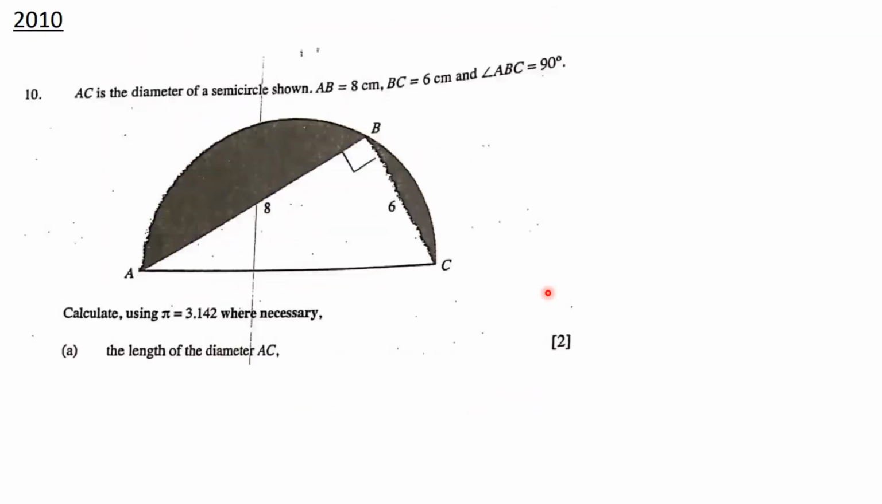Let's move on to this next question. It says AC is the diameter of a semicircle shown.